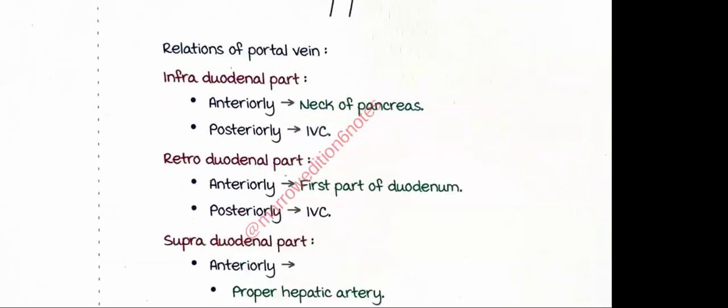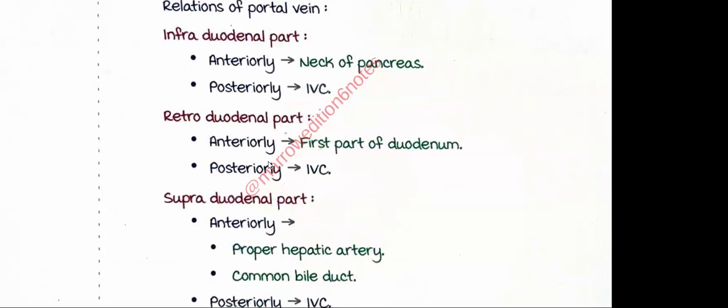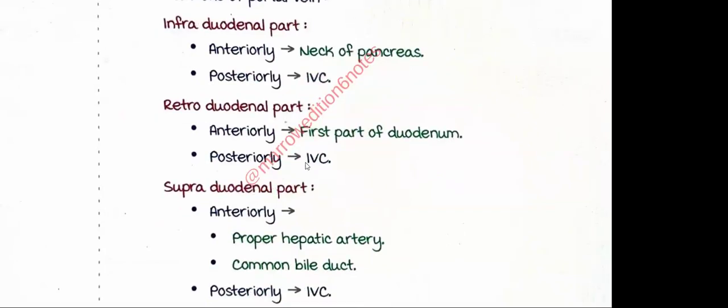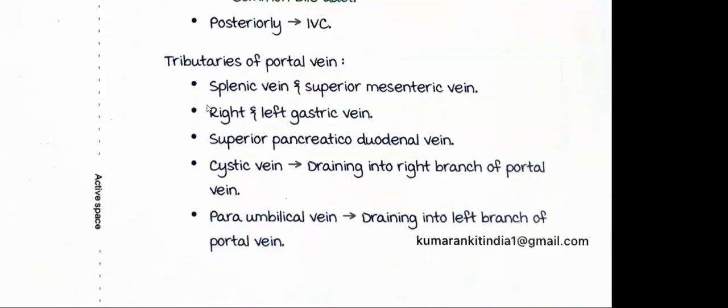Relations of the portal vein. Infraduodenal part: anteriorly neck of pancreas, posteriorly inferior vena cava. Retroduodenal part: anteriorly first part of duodenum, posteriorly inferior vena cava. Supraduodenal part: anteriorly proper hepatic artery, common bile duct, posteriorly inferior vena cava.